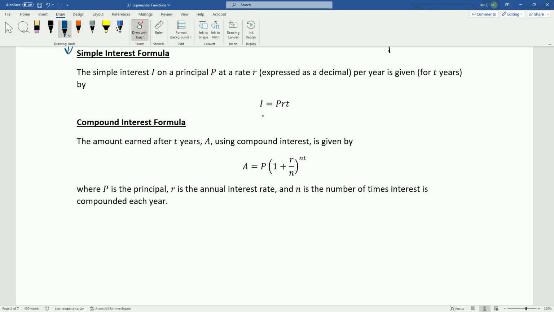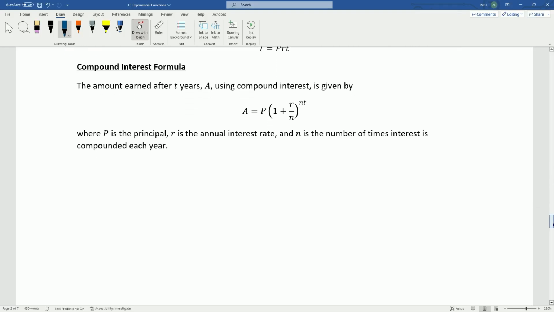So that leads us to the compound interest formula below. The amount earned after t years, A, using compound interest is given by A equals P times (1 plus R over N) to the NT power, where P is the principal, R is the annual interest rate, and N is the number of times interest is compounded each year. So this formula can at least initially seem like a bit of a mystery, like where in the world does this formula come from? But it's actually just a little bit of algebraic manipulation.